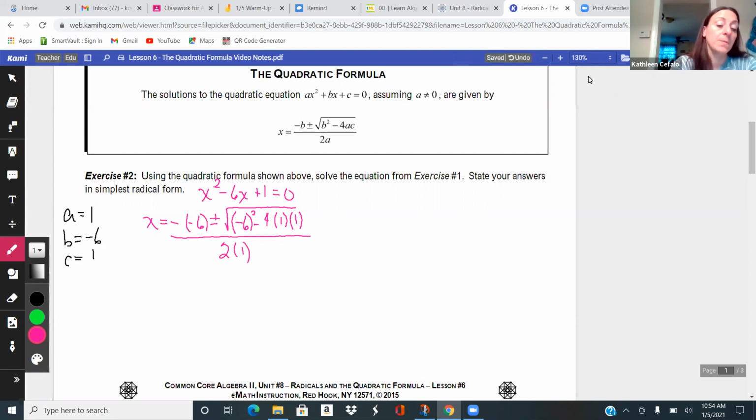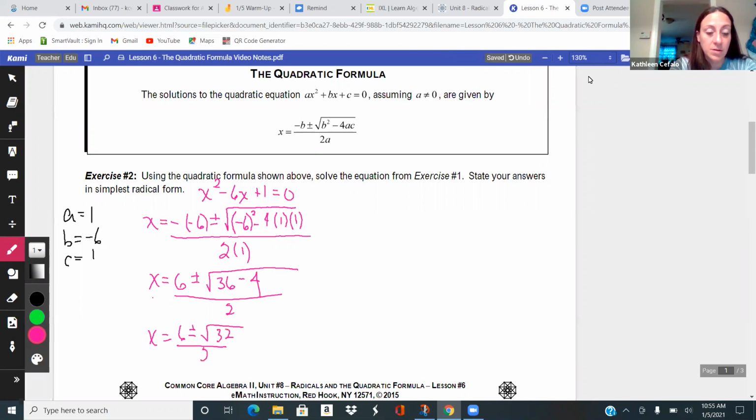And now it's a matter of just simplifying. I'm going to do this a step at a time. A -6, that's a +6. We get plus and minus the square root of, now I have negative 6 squared, that's 36. I have minus 4 times 1, so minus 4. And then all over 2 times 1, which is 2. Okay, we simplify under the square root next, following our order of operations. So that is now 6 plus and minus the square root of 32 over 2.